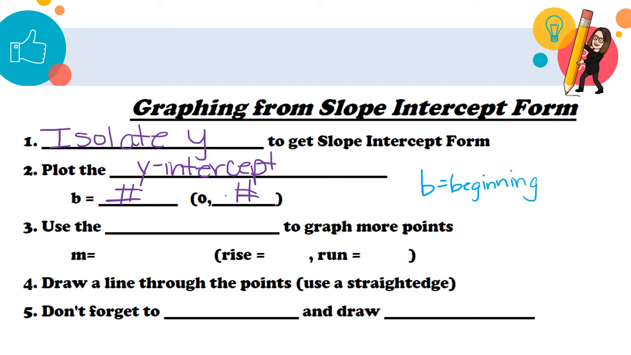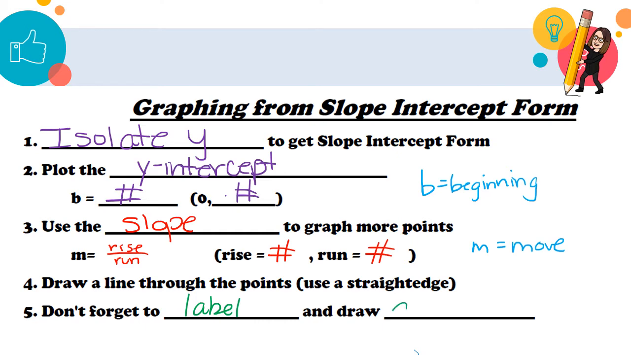Next, we want to use the slope to graph more points. So m represents slope, which we often refer to as rise over run. It's easy if we have it in fraction form. Your rise is going to be a number, and your run is going to be a number. A way to remember this, think of m as your move. How do I move from the beginning? As always, you need to draw a line through the points using a straight edge or being as accurate as possible. Don't forget we are going to work on labeling. And at the end of your lines, you always need arrows.